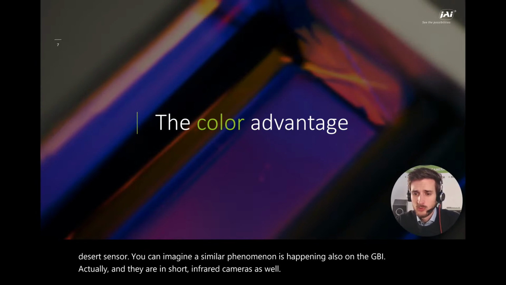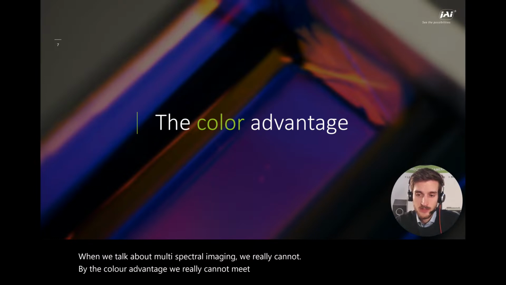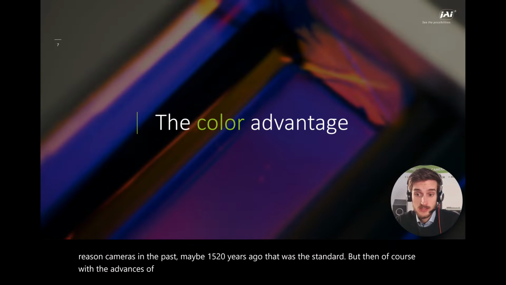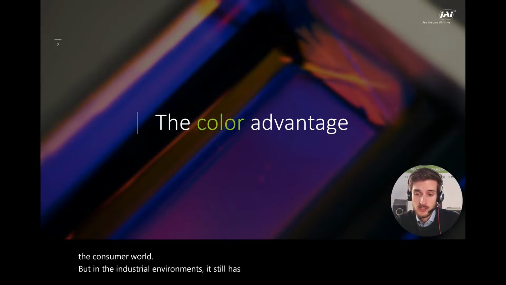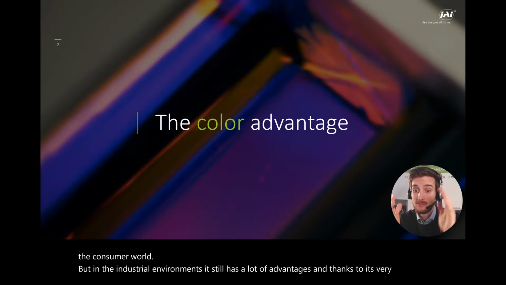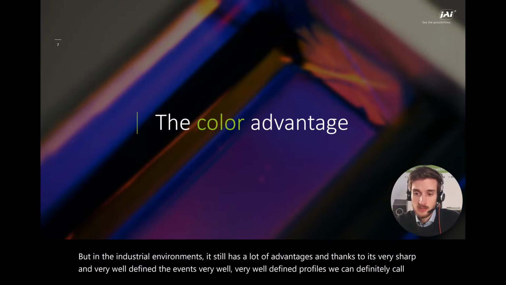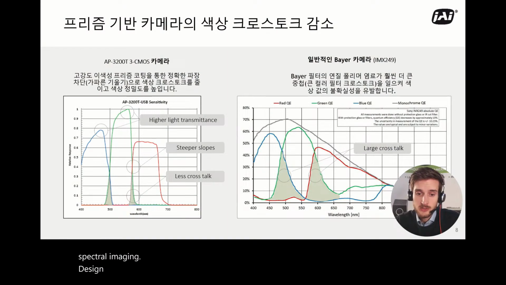And when we talk about multispectral imaging, we really cannot go by the color advantage. We really cannot miss the RGB color imaging. If you think about prism cameras, in the past, maybe 15-20 years ago, that was the standard, but then, of course, with the advances of Bayer filter-based color imaging, it has slightly disappeared from the consumer world. But in the industrial environments, it still has a lot of advantages, and thanks to its very sharp and very well-defined wavebands, very well-defined profiles, we can definitely call it spectral imaging. And these are the steep slopes in the middle that I mentioned.